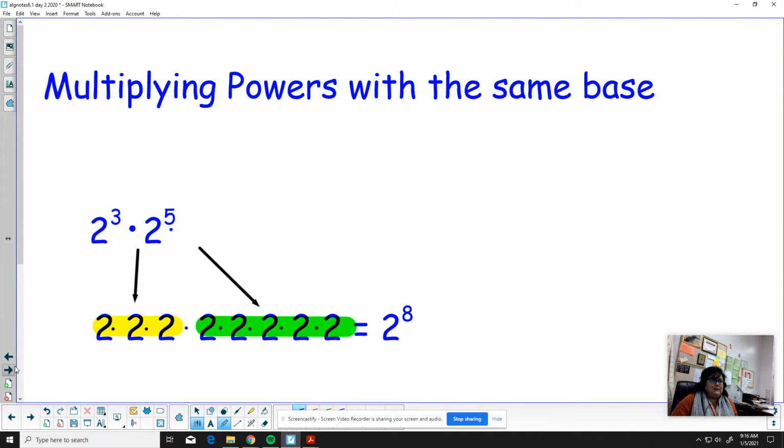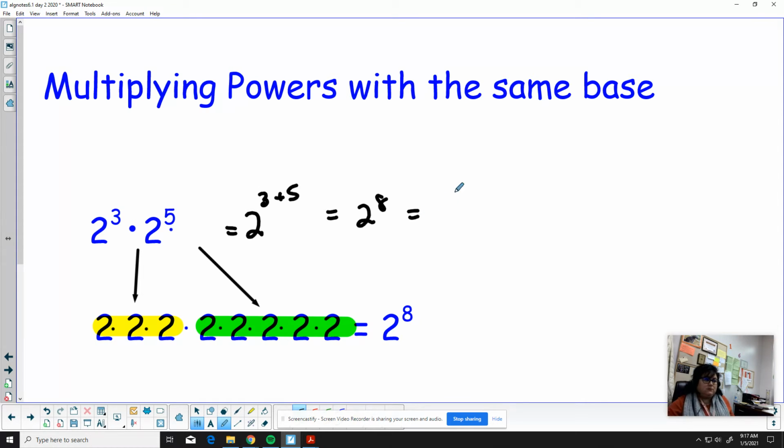Here's an example, 2 to the 3rd times 2 to the 5th. If I wrote it out, that'd be 3 2's and then 5 2's, so altogether 8 2's. But I could also do it with the rule: since they have the same base and I'm multiplying, I could add the exponents, and that would give me 2 to the 8th power.